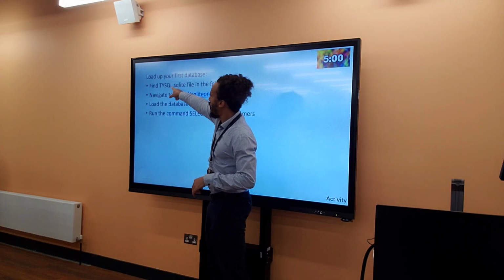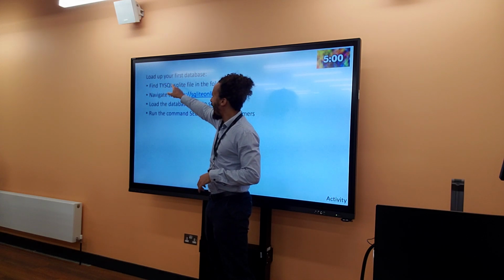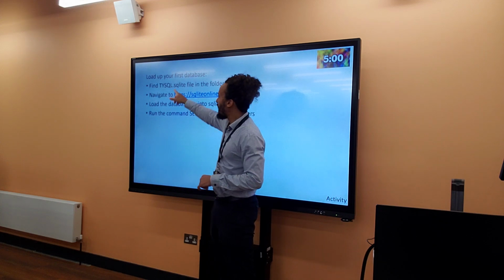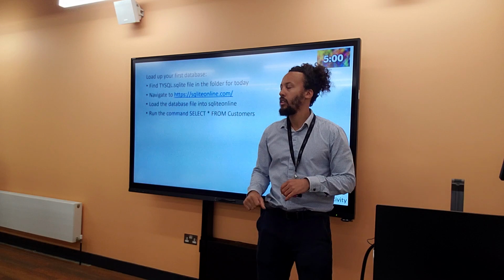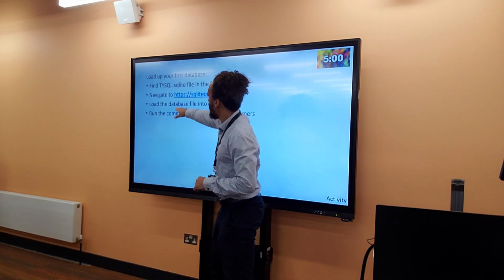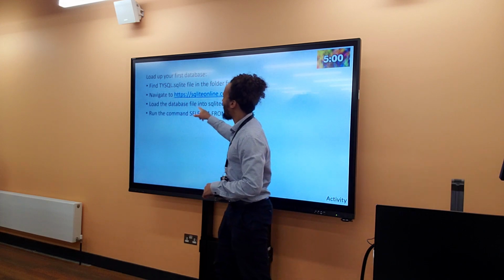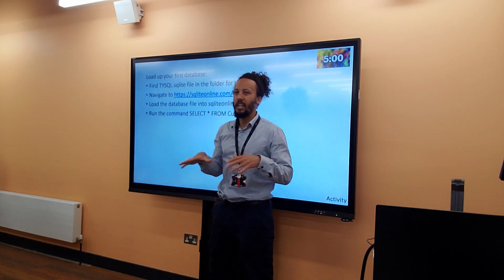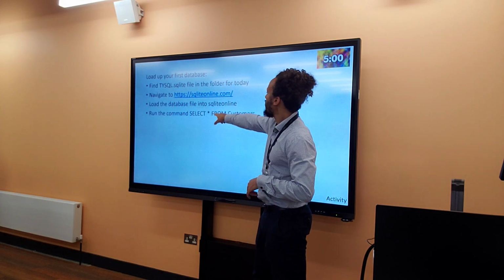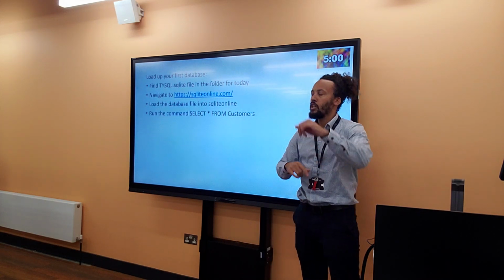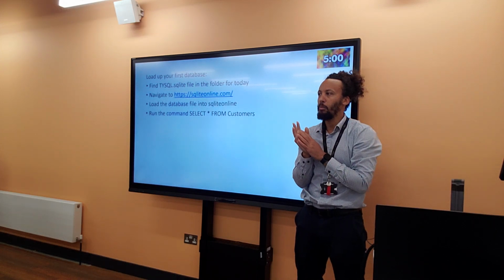Notice that it's not a .doc, it's not a .csv, it's a .sqlite file. That's a database file. You're going to need to navigate to this browser, and then you're going to load this database file into sqlite.com. Now this is going to be a little bit fiddly, but you guys are going to debug that nicely. And then you're going to run this command, select star from customers. You have 5 minutes to get that done. Start now, please.